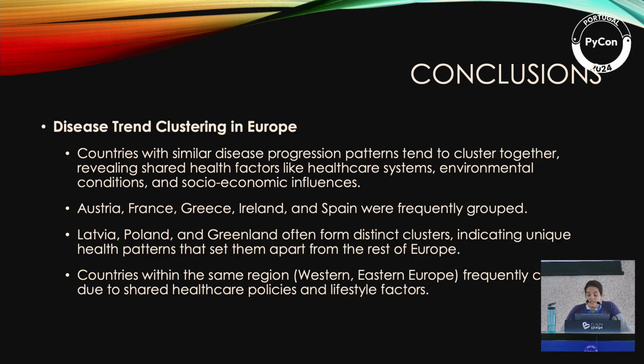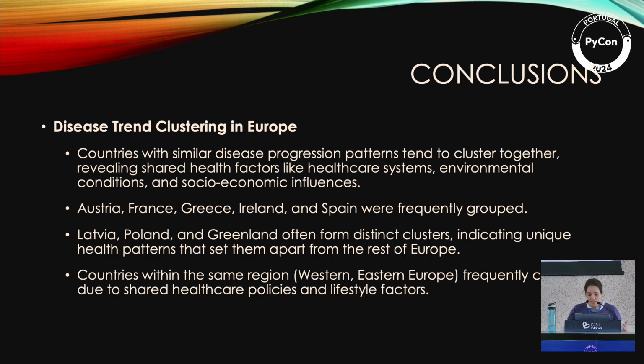In terms of the diseases itself, we learned that countries with similar disease progression patterns tend to cluster together, revealing shared health factors like similar healthcare systems, environmental conditions, and socioeconomic influences. Austria, France, Greece, Ireland, and Spain were frequently grouped together across all non-communicable diseases. Latvia, Poland, and Greece often form distinct clusters away from the other countries, indicating unique health patterns, or even a unique health system or reporting notification system.